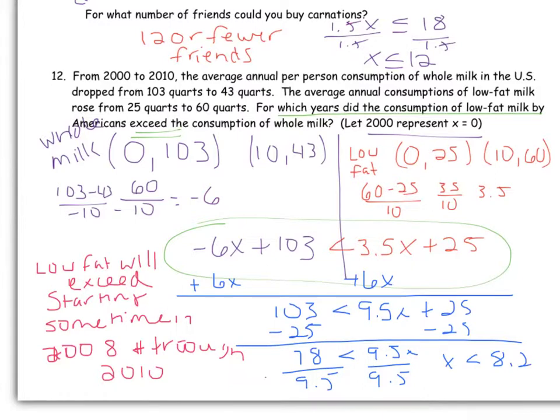All right, and this last problem we actually did in class. Remember, for this one you were given 2 data points for whole milk and 2 data points for low fat. One of the data points was the y-intercept. So you needed to use the data points to find the slope, and then you could write the expression about whole milk, and you could write the expression about low fat. And we wanted to know when low fat consumption was going to exceed whole milk consumption. So we solved the inequality and came up with X needed to be greater than 8.2.